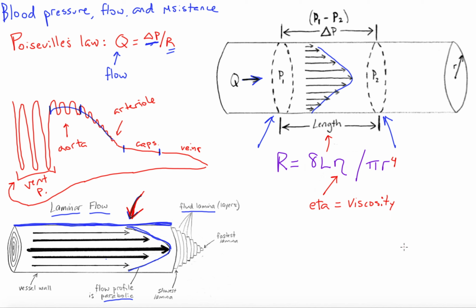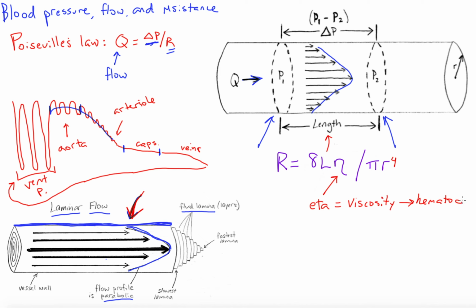So we do not want high viscosity blood. Check it out. It's on the top of the equation here. If viscosity is high, resistance is high. If resistance is high, flow would be low. So what's the major determinant of blood viscosity? The major determinant of blood viscosity is hematocrit.